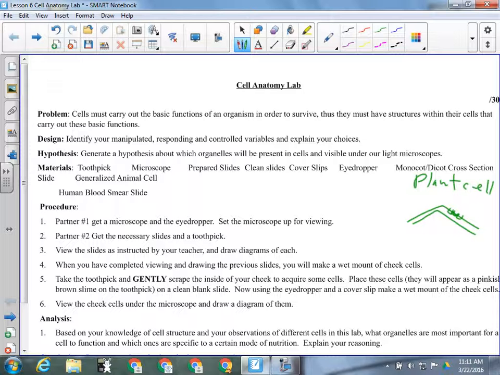We're also going to look at a human blood smear, and the only reason we're looking at that is because everyone always asks. It actually isn't one that we're going to use to answer any of the analysis in this lab. The reason is that red blood cells do not have nuclei. A red blood cell does not have a nucleus.